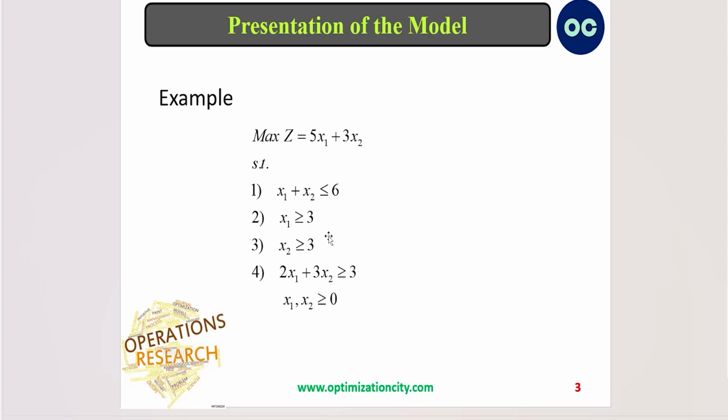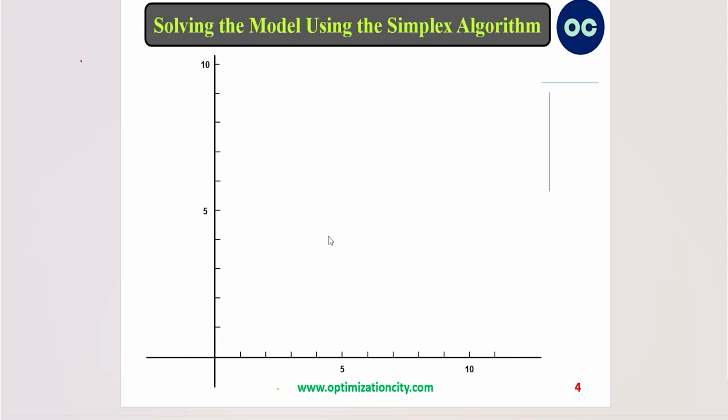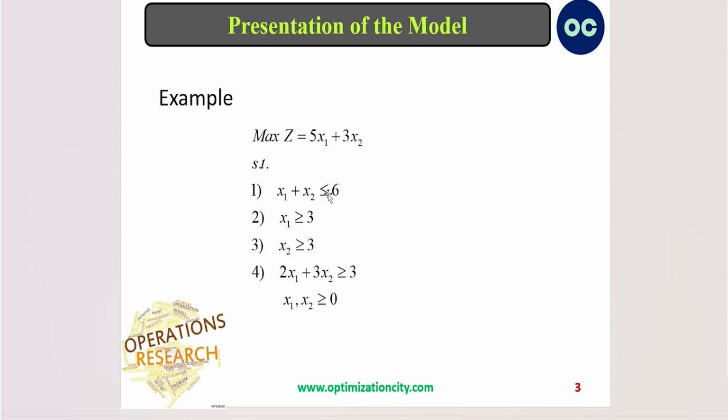Now let's solve this model using the graphical method. To do this, we first draw the feasible region. The first constraint, x1 plus x2, is drawn using 2 points.